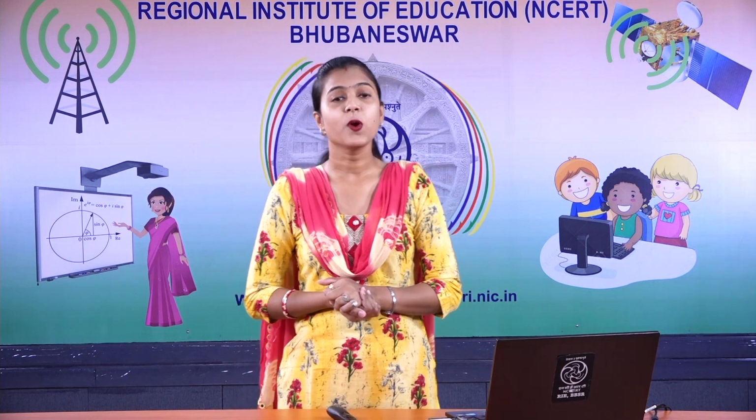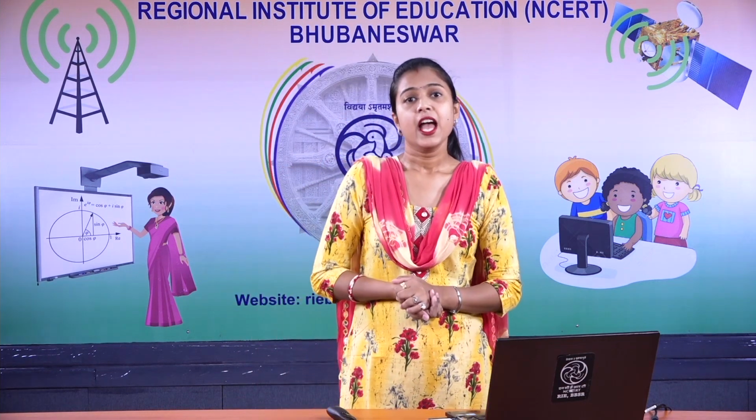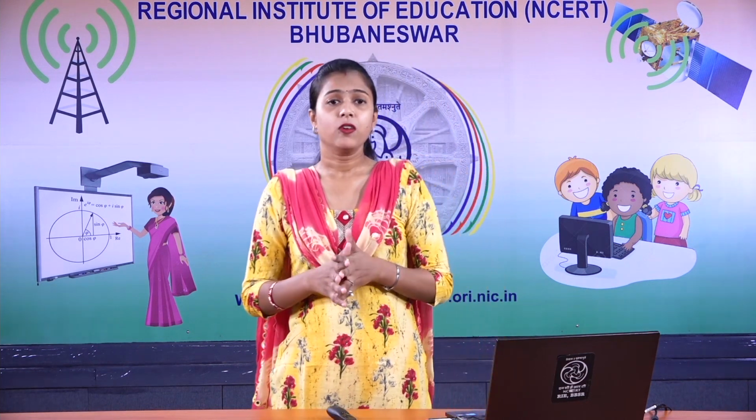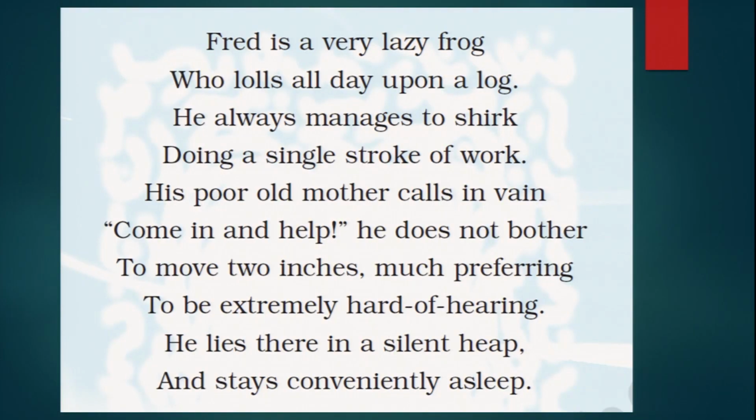Now I will tell what the poet wants to say in this poem. There is a frog whose name is Fred, and he is a very lazy frog. He was lying all day on a log. A log is a wooden trunk of a tree, and he always manages to avoid any kind of work with lots of excuses. His poor mother is always calling him for help, but he does not bother to go and help her. His laziness is such that he would prefer to become deaf than to move two inches. He always lies in a high place and is always sleeping there.